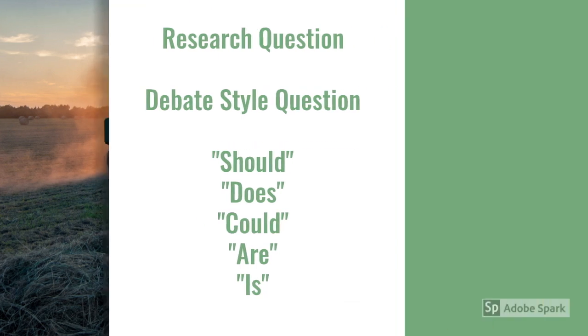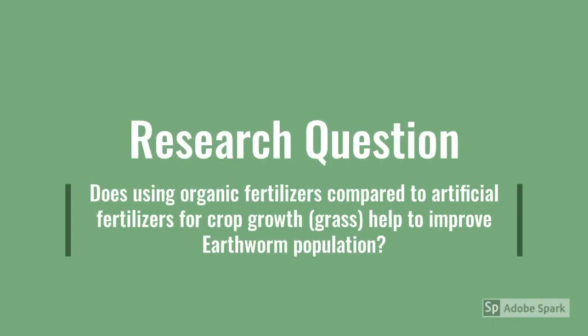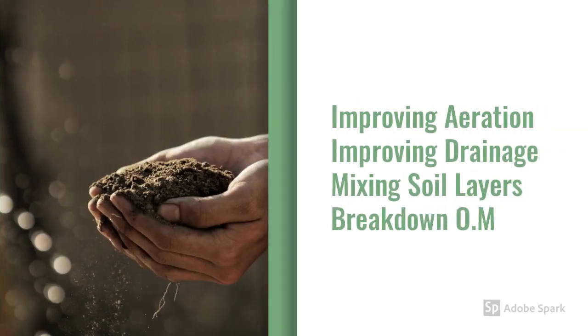The research question I am investigating is: does using organic fertilizers compared to artificial fertilizers for crop growth, i.e. grass, help to improve earthworm population? The specific agricultural enterprise could be dairy, beef, or sheep, and the sustainability aspect I am looking at here is improving earthworm population through organic fertilizers compared to artificial fertilizers.